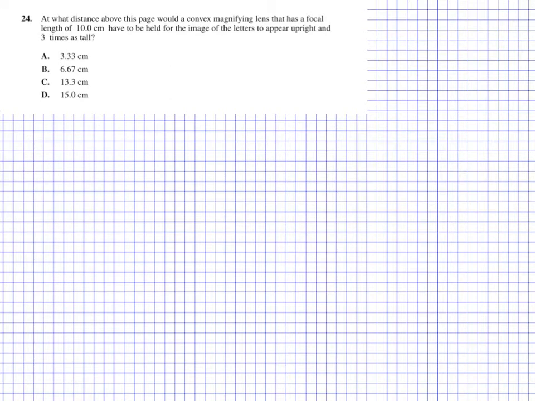So it's asking at what distance above a page would a convex magnifying lens that had a focal length of 10 centimeters have to be held in order for the image that you see to appear upright and 3 times as tall. So hopefully we're all familiar with the magnifying lens or the magnifying glass.